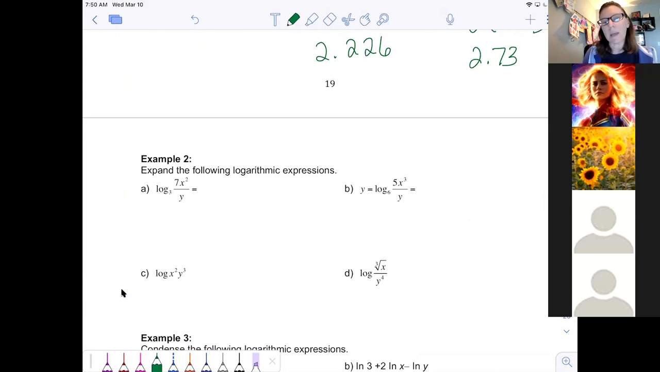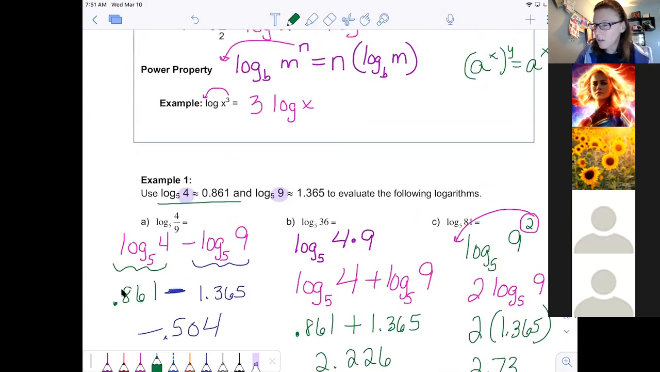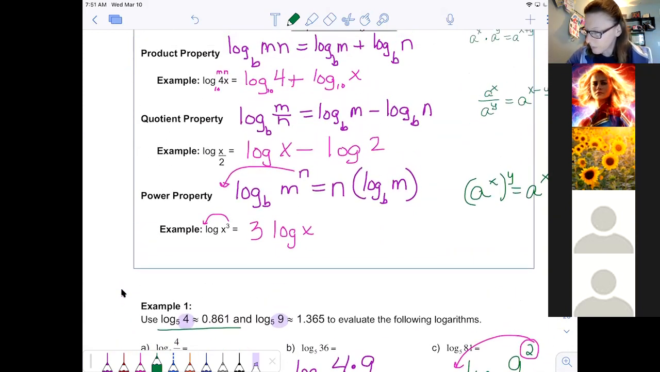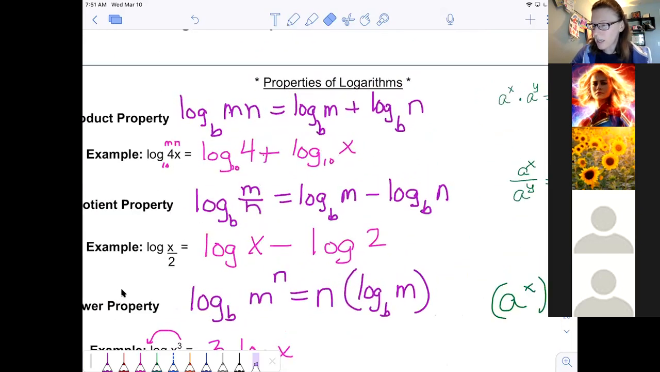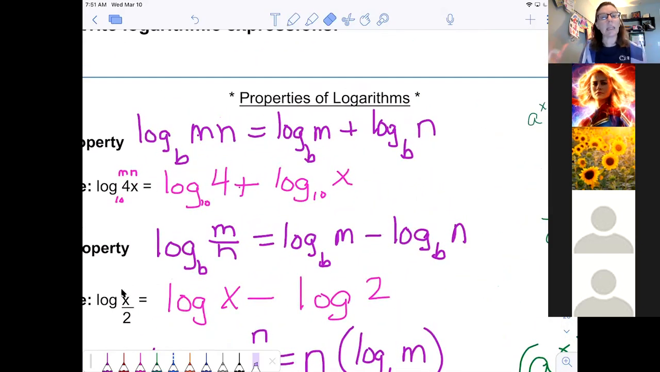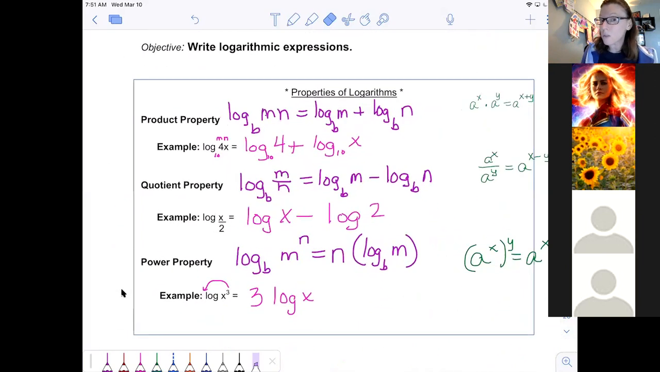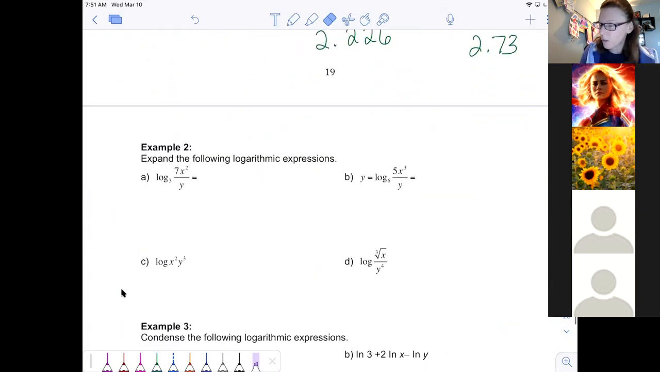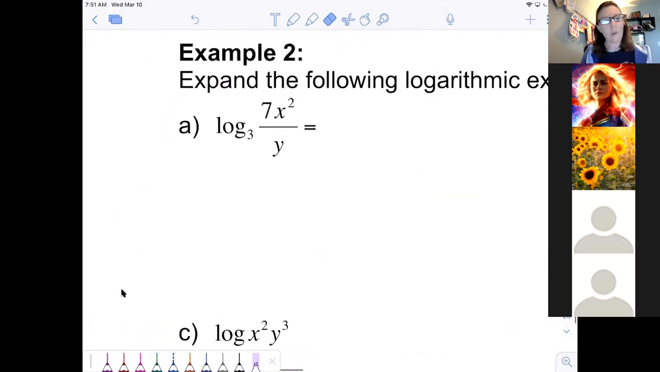It says to expand the following logarithmic expression. So when you're expanding it, you're using these properties of logs. So you're taking the multiplication, you're splitting it into addition. You're taking the division, you're splitting it into subtraction. So we're making it into multiple logarithms. So if you look at part A, I'll walk you through this first one just so you can kind of see how it's going to work.